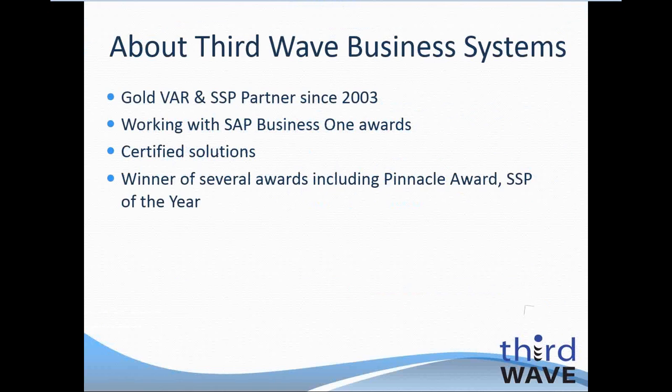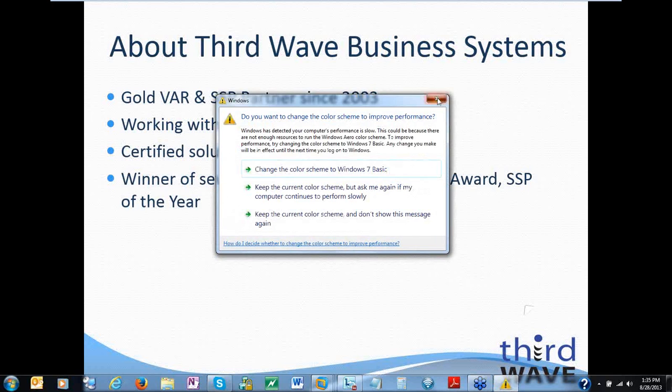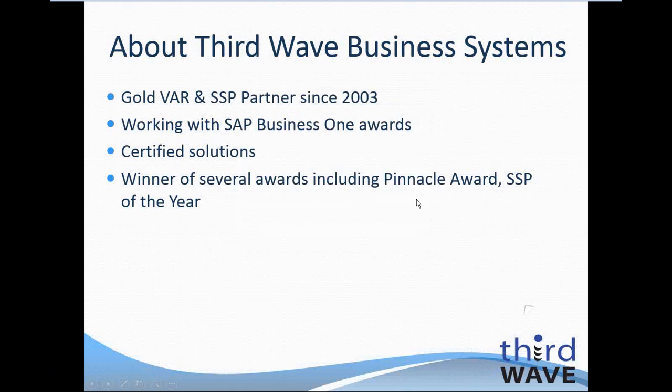Before we go into the product details, I just wanted to give you a little bit of information about Third Wave Business Systems. We've been an SAP partner since 2003. We are a gold certified partner. We've won several SAP Business One awards. All our solutions are certified solutions. And as I mentioned, the highest award we have won is the Pinnacle Award from SAP for Global Innovation. And Advanced Productivity Pack as a product has over 500 customers across the globe. So what you're seeing today is by no means new functionality. The product has been around for about 8 years now, and we continue to keep enhancing and adding more features to the product all the time.